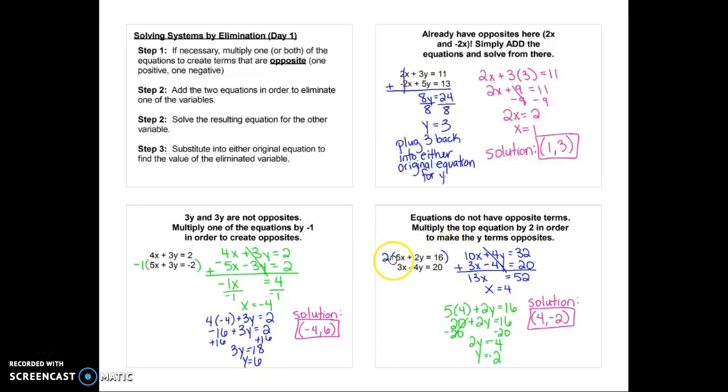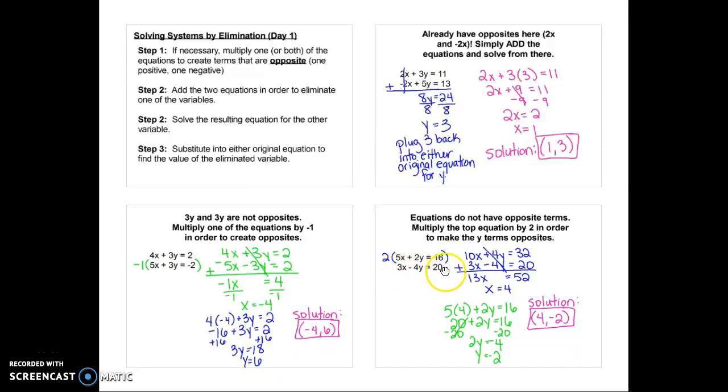So now, when we do that, we have 5x plus 2y equals 16. All of that is getting multiplied by 2. So I put parentheses around the whole thing and put a 2 out front. 5x times 2 is 10x. 2y times 2 is 4y. And 16 times 2 is 32. You have to make sure that you multiply every single term in the equation by 2.